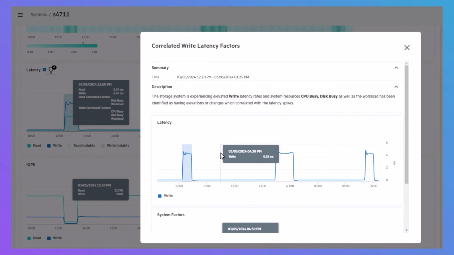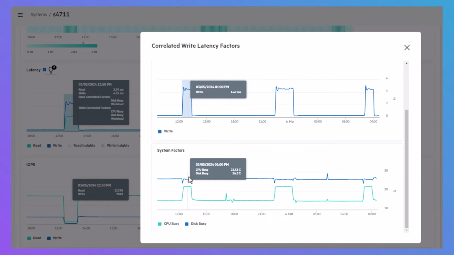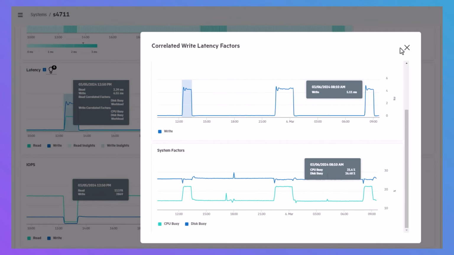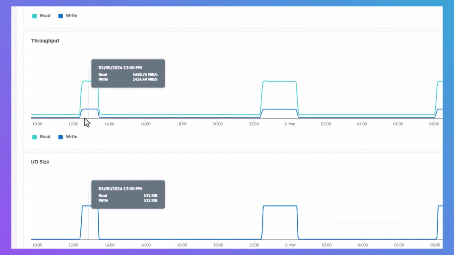Clicking on the shaded area shows more information and gives you a good starting point for investigation and troubleshooting. It can save a significant amount of time that would otherwise be spent manually looking for factors that fluctuate along with the latency. As for the workload correlation, scrolling down, we see that the block size during periods of high latency spikes to 512K, which would definitely explain things.